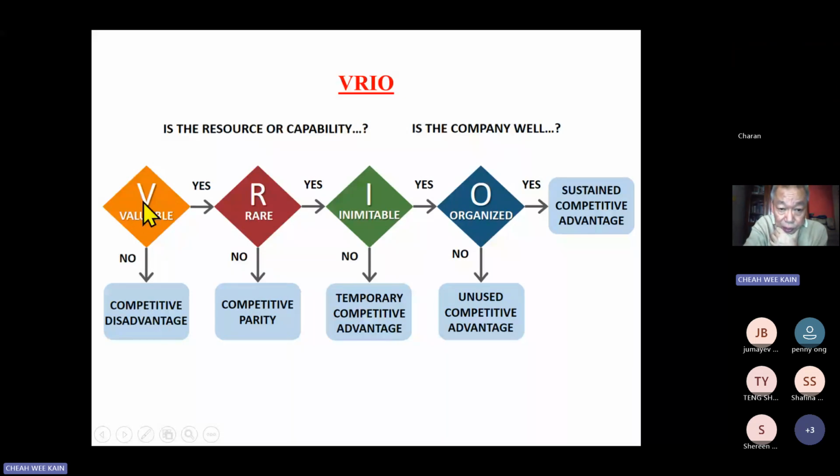Okay, your resource is valuable, but is it rare? Not so rare, so you are one of the players in the industry. Competitive parity. If it is very rare, is it imitable? If no, that means it's easy to be imitated, so you only have a temporary advantage. If it permanently cannot be copied, then can you run it? Can your operation run it? You run a resource that's valuable, is rare, and is not easy to be copied. Okay? If you can run it, you have a sustainable advantage. If you cannot run it, it's an unused competitive advantage.